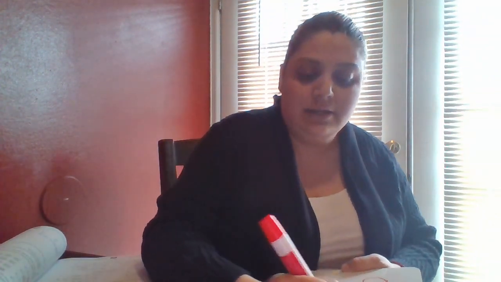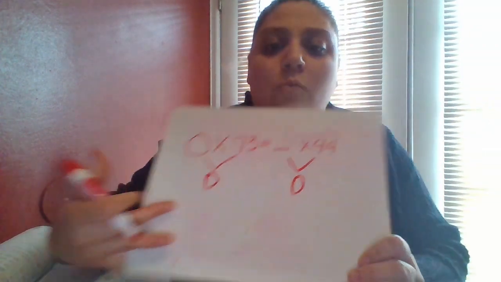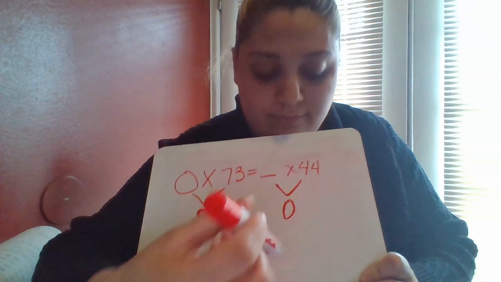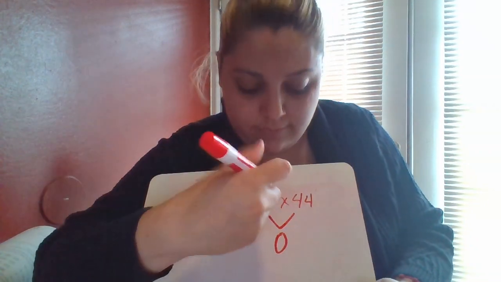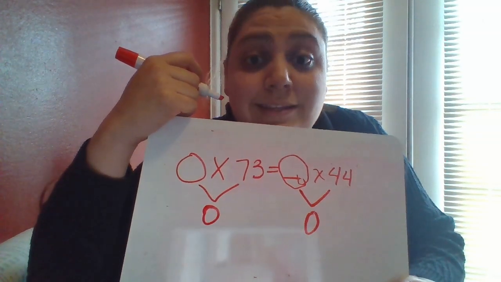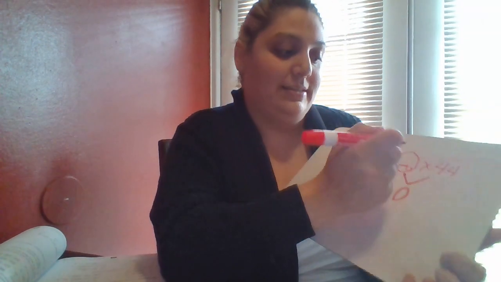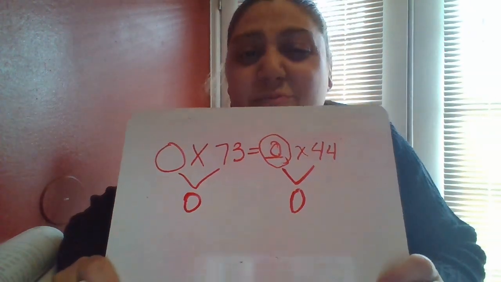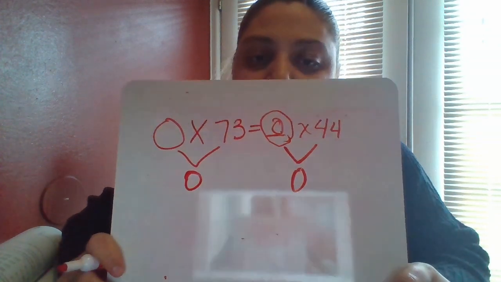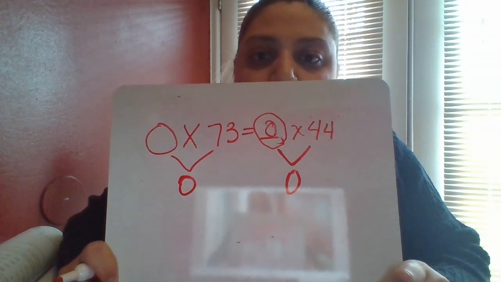So then what? So now I need to find out what times 44 is going to give me 0. Okay, so what times 44? And you said 0, you're right, because anything times 0 is 0. And you will actually have a problem just like this one in your work today. So pay attention to that 0. Remember that anything times 0 is 0.